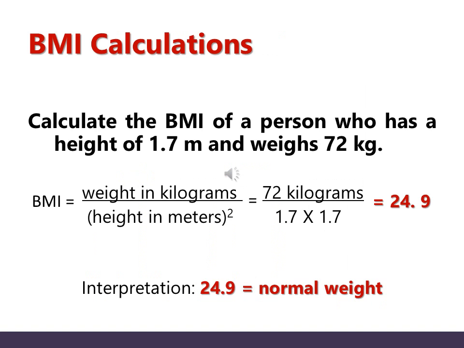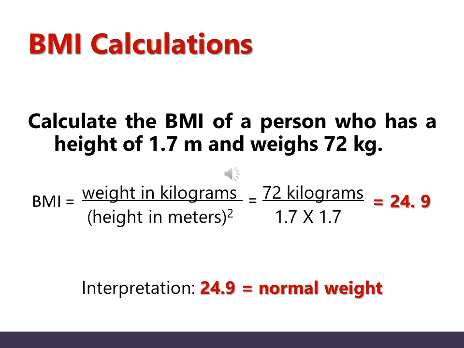Okay, here is an example. You are asked to calculate the BMI of a person. Take note that the height of your patient is 1.7 meters and the weight of your patient is 72 kilograms. By applying the formula, weight in kilograms divided by height in meters multiplied by itself, 72 kilograms divided by 1.7 times 1.7, it will give an answer of 24.9. So the BMI of your patient is 24.9.